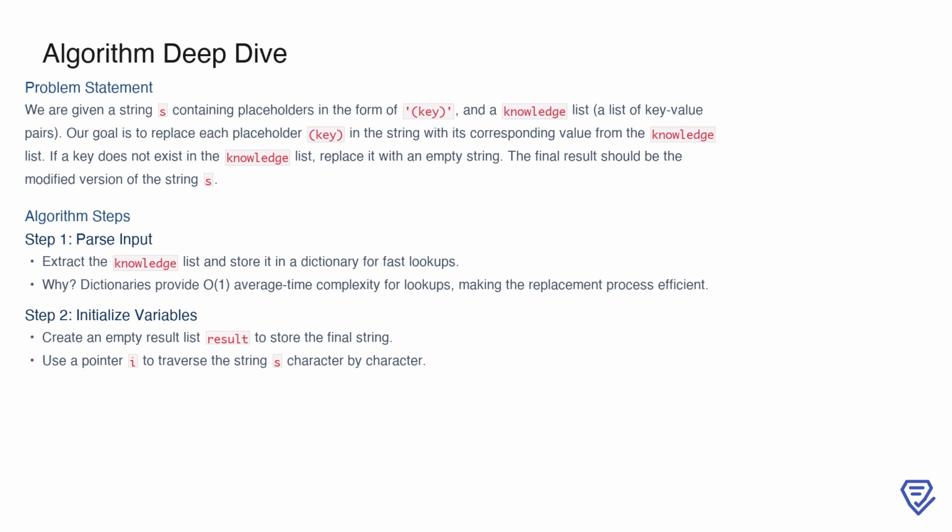For example, given a string like "hello (name)" and a knowledge list containing [name, Alice], the output should be "hello Alice." To solve this, we'll start by parsing the input. We convert the knowledge list into a dictionary because dictionaries allow for average O(1) time lookups, making replacements efficient. Next, we initialize two variables, a result list to build the output string incrementally, and a pointer i to traverse through the string one character at a time.